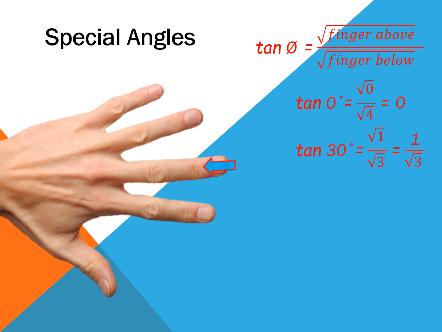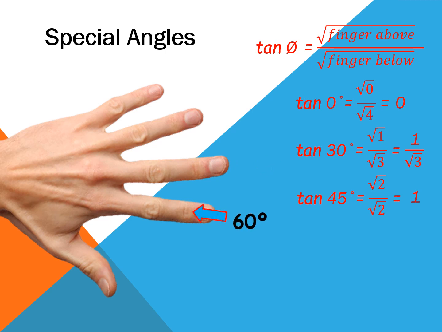Next is 45 degrees. In 45 degrees, finger above is equal to 2 and finger below is equal to 2. Therefore, tangent 45 degrees is equal to square root of 2 over square root of 2, or simply equal to 1. Next is 30 degrees.